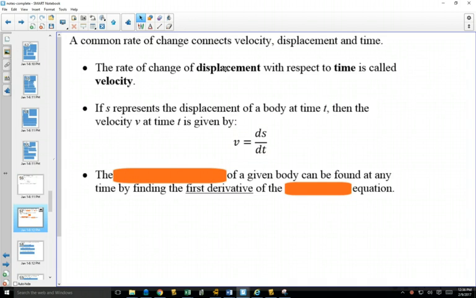I'm not sure why they've decided that S is the best letter for displacement. Maybe the first person. Yes. Maybe that's why.